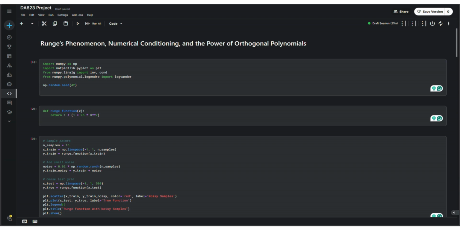The condition number measures numerical stability. A large condition number means that small changes in the data can cause large changes in the solution. So, let's start with the presentation now.